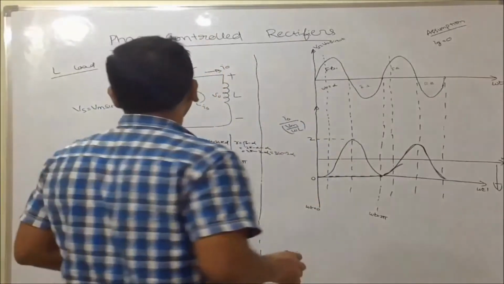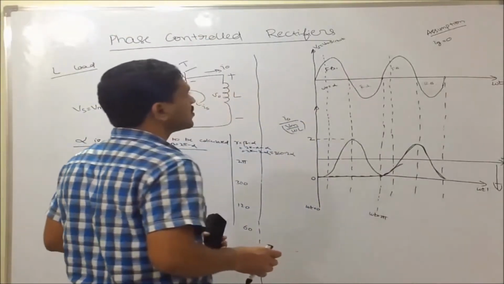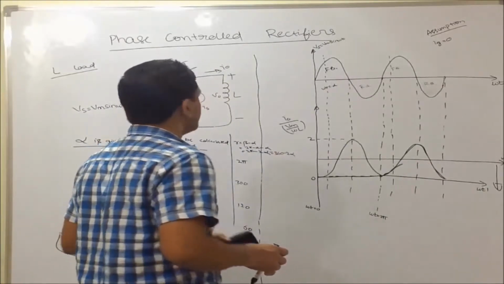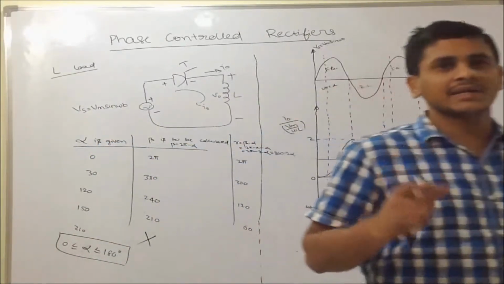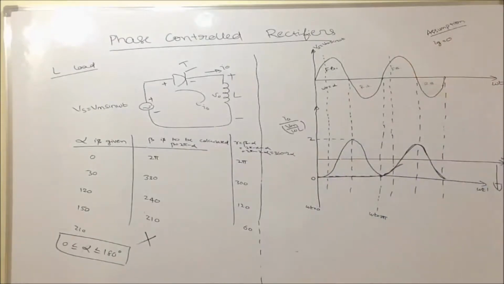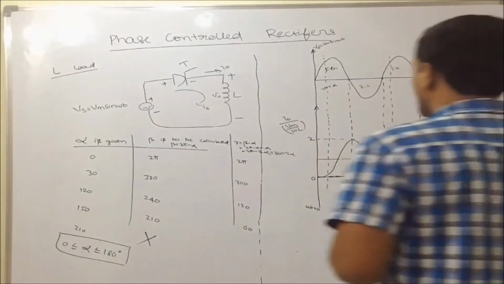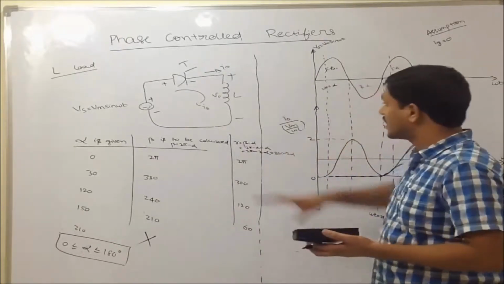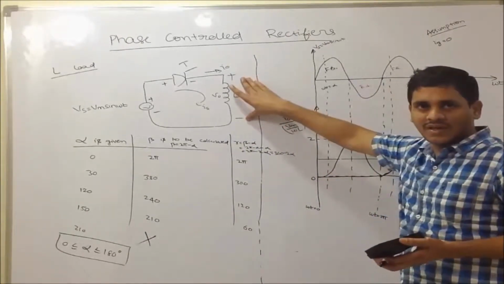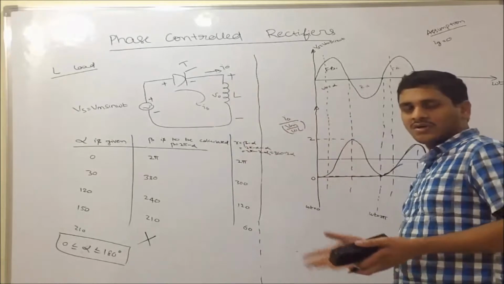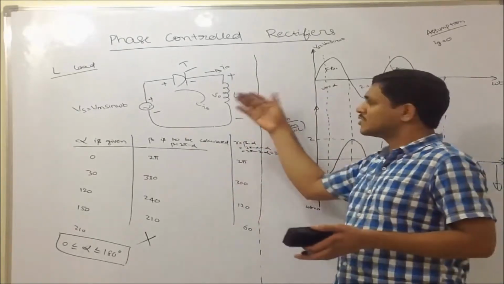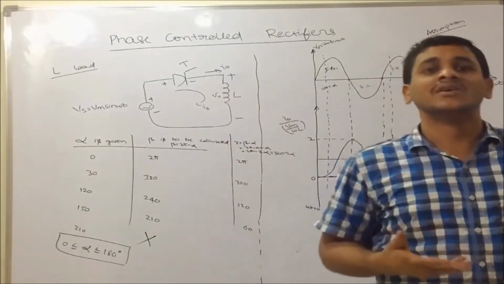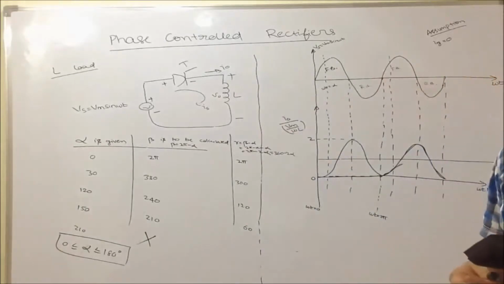Now we use the generalized output expression to calculate the V naught DC. We know that V naught DC is 0 because the average voltage across the inductor is 0. Okay, that we know. But we want to calculate the average voltage across the inductor using the generalized expression.